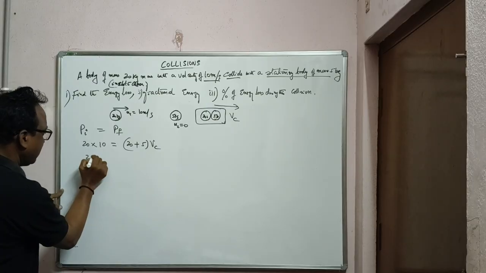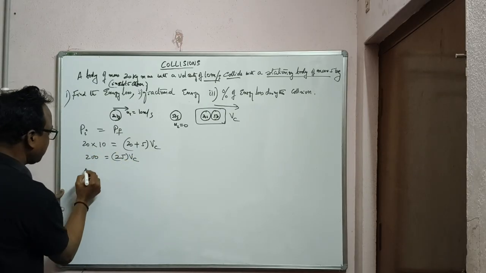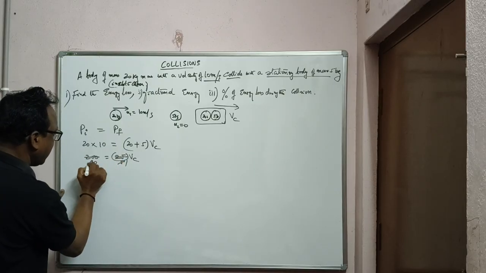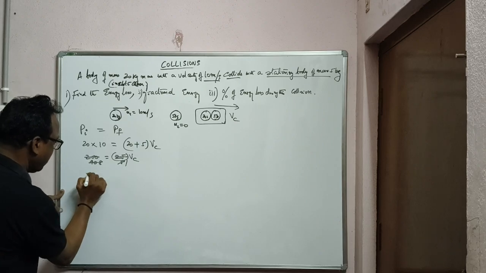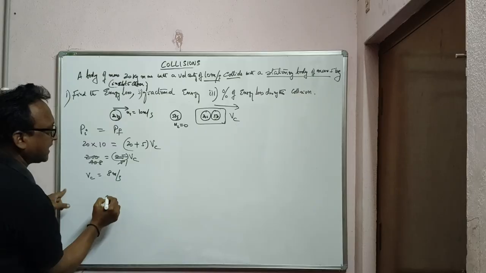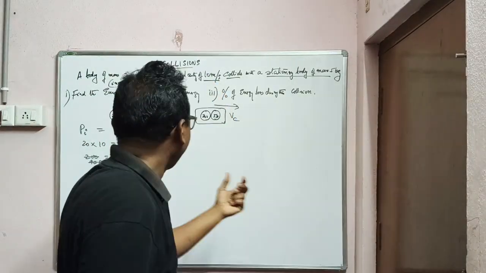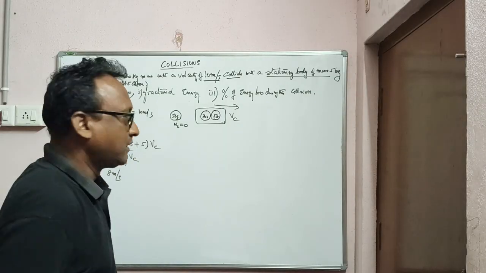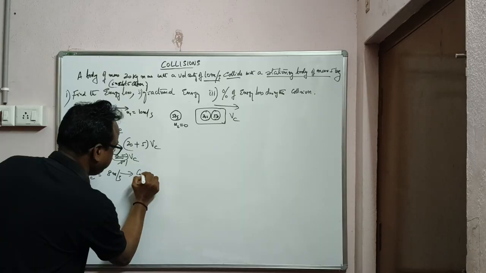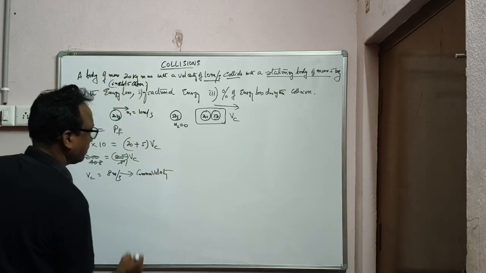Therefore 200 is equal to 25 into Vc. 5 8s are 40. Therefore, Vc, the common velocity, is equal to 8 meter per second. So these two bodies combined stick together and move with a velocity of 8 meter per second. This is the common velocity of the two bodies.